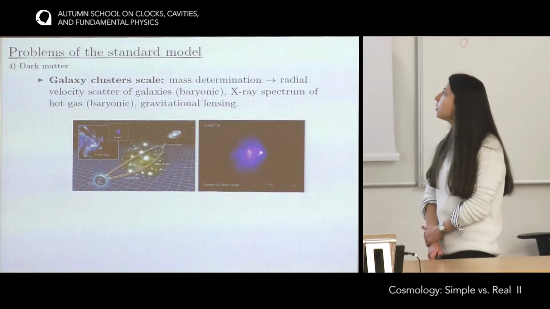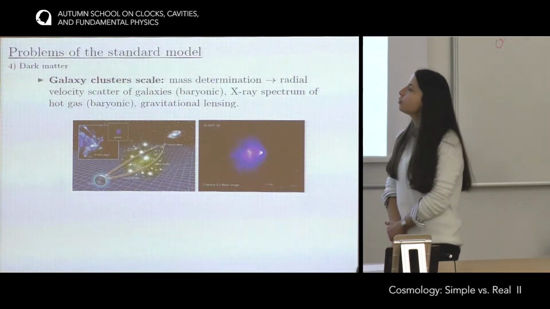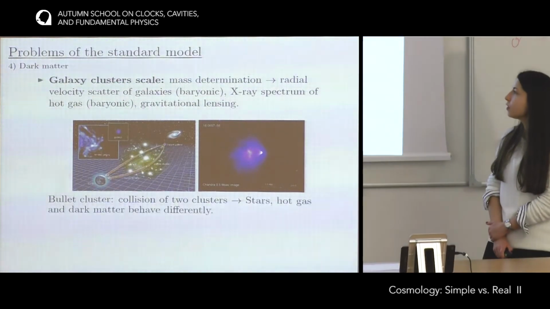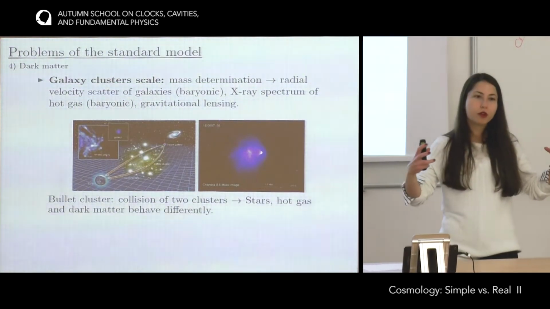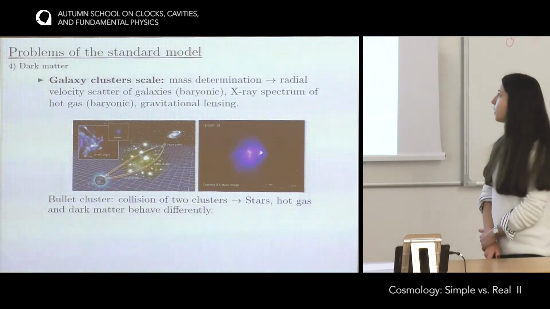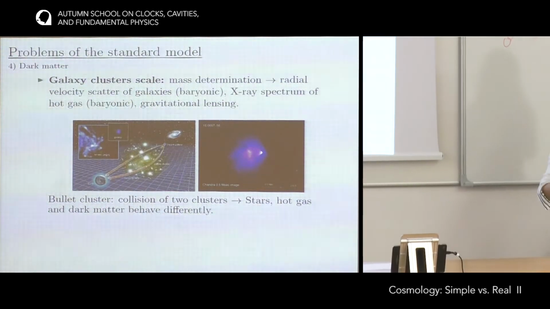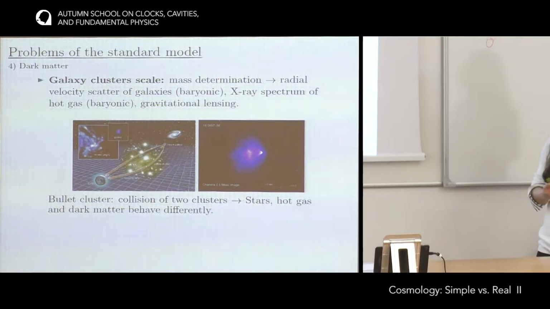gravitational lensing data. So on the right, you have the bullet cluster. That is a cluster that shows the collision of two clusters, basically. So there are hot gas, stars, and dark matter. We assume that there's dark matter.